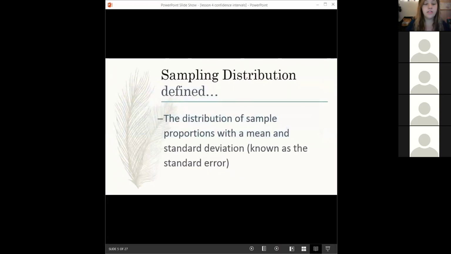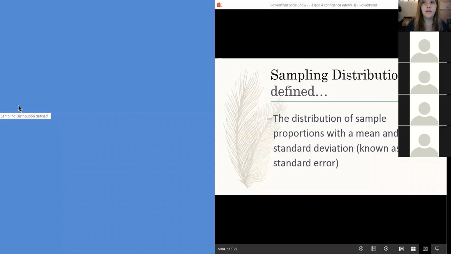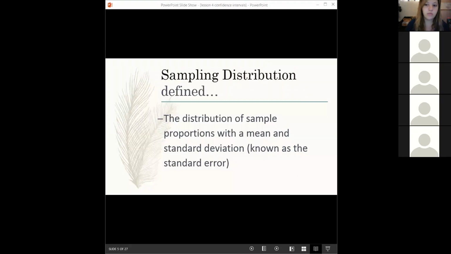Okay, so sampling distributions. This is the basis of where we get the confidence interval from. First we take a sample from our population, and the distribution we come out with is our sampling distribution. It's the distribution of sample proportions with a mean and a standard deviation. After you take all those samples and put them on a curve, it has a mean in the center, and your standard deviation is your spread. It's just displaying your samples.